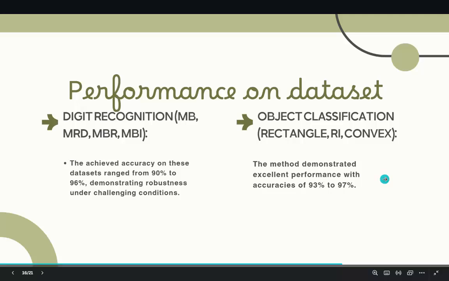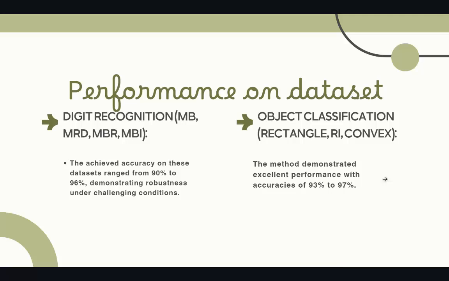varying levels of noise. And for object classification, the method demonstrated excellent performance on binary and multi-class object classification tasks. It provided a more flexible representation compared to fixed neural network architectures, with accuracies of 93% to 97%.